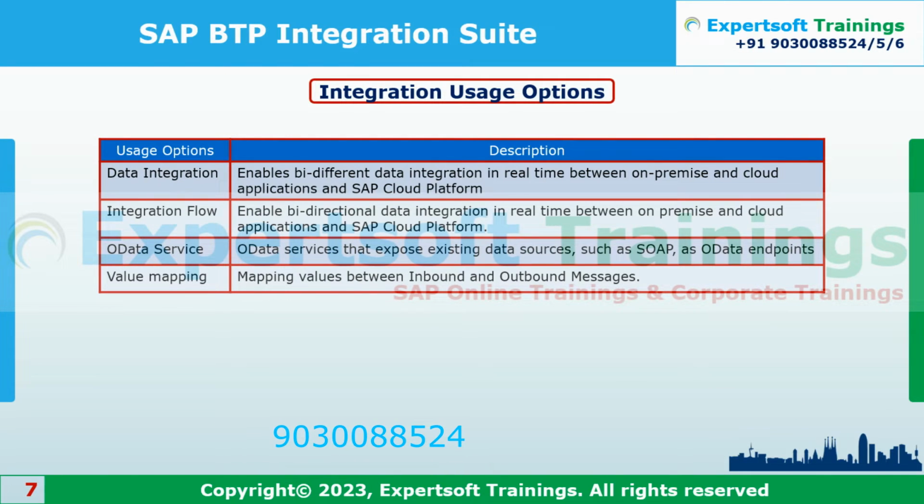So at a very high level, we can do data integration with CPI or Integration Suite, right? We can do a complete integration flow. We can design our own flow using Integration Suite. There are also OData services which you can use. So you can use SOAP, REST APIs, and value mapping, right? As someone said, sometimes you have to do a mapping of the values between inbound and outbound messages, right? So you can do a value mapping.